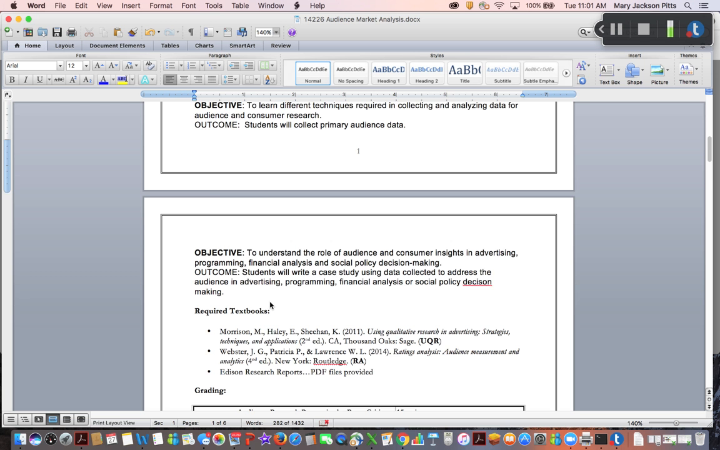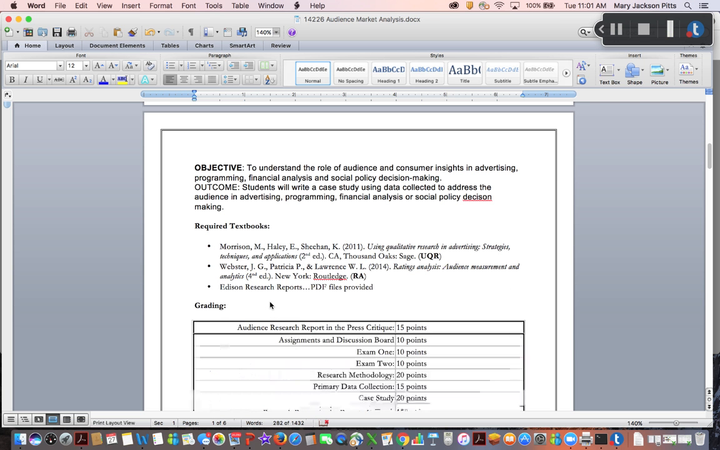So there are 3 basic textbooks required. The one is the one that I just mentioned, Using Qualitative Research in Advertising. And then a second book that we're going to use is called Ratings Analysis, Audience Measurement and Analytics. And that book is also an excellent book. I think you'll enjoy it.